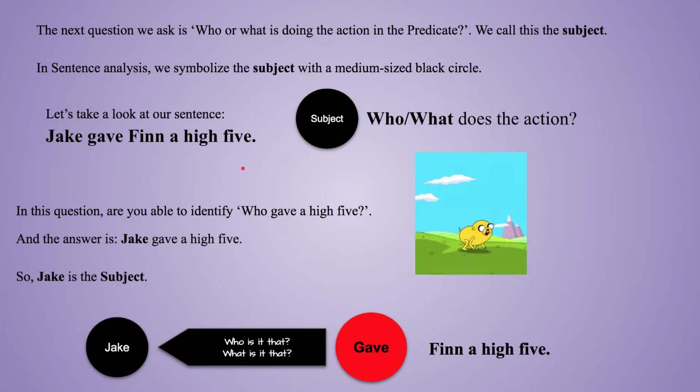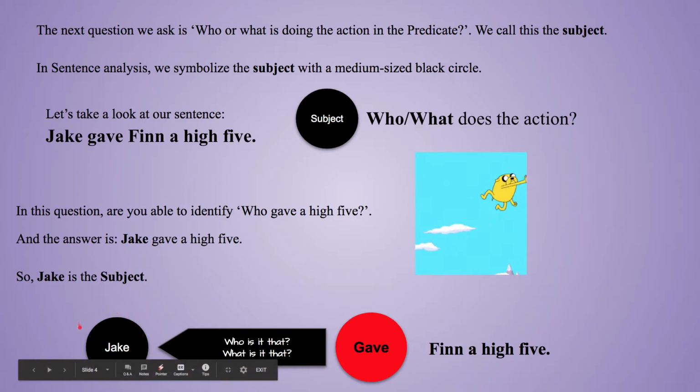The answer is Jake. That's this dog here. Jake gave the high five, so Jake is the subject. So we put Jake in that black circle over here. You might even write subject above the word if you don't want to draw the circle. So the predicate is gave, that's the action. The subject is Jake, that's the one who's doing the action.